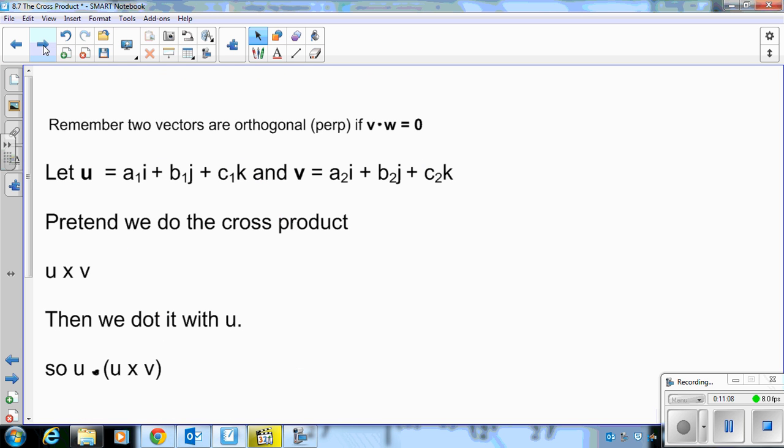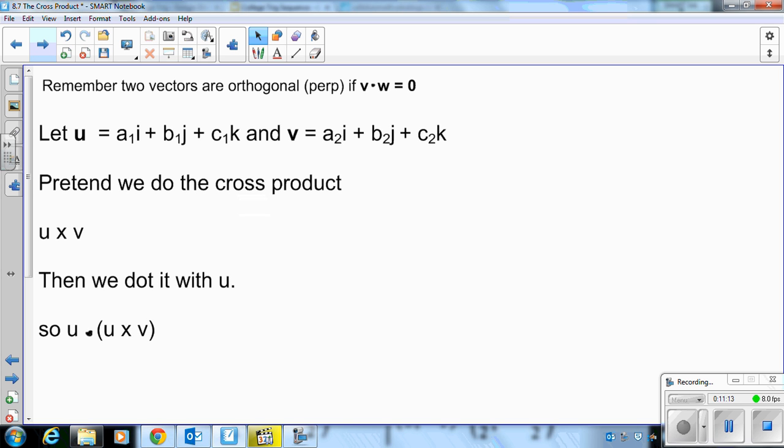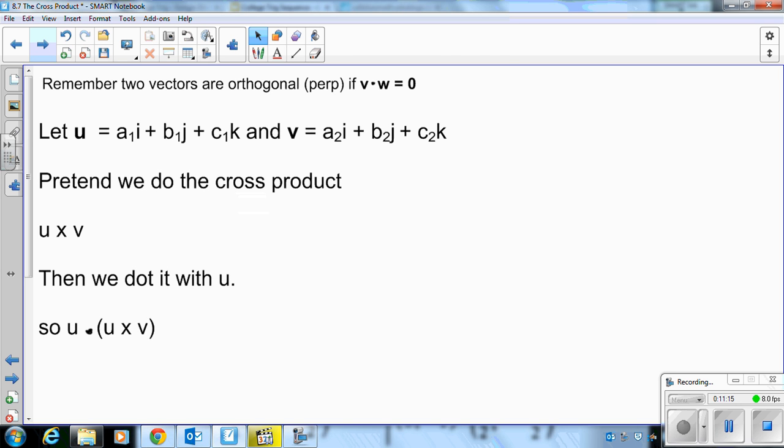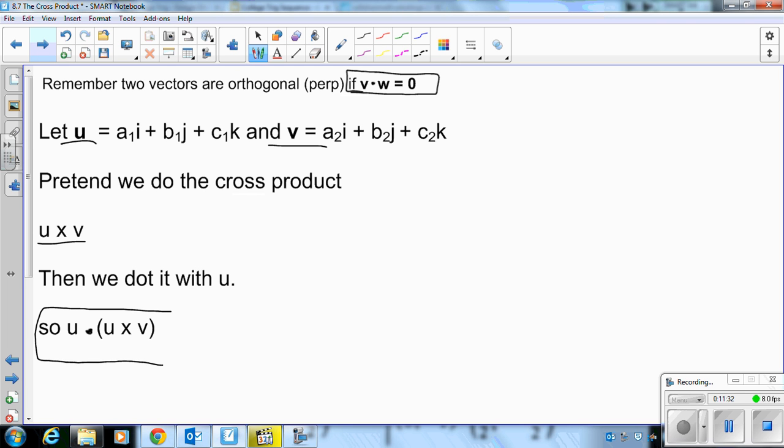The final thing I want to look at is, remember, two vectors are orthogonal or perpendicular if their dot products are 0. So we want to go ahead and look at the proof of this and why this could be. So we have vector U and we have vector V, and we want to take the cross product, and we want to show that the cross product dotted with the other vector is equal to 0, because U cross V should be perpendicular to U.